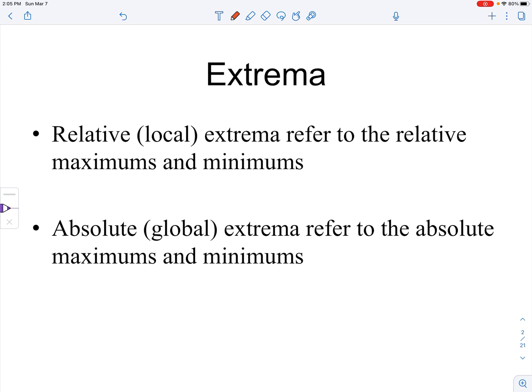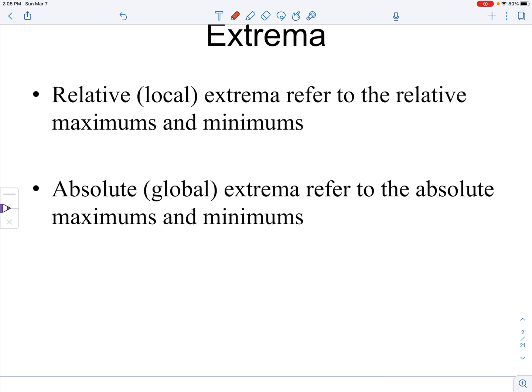Okay, so the definition of extrema: there are two different types of extrema. There's the relative, also known as local extrema, and that refers to relative maximums and minimums. So remember, wherever the graph changes from increasing to decreasing is considered to be a local or relative maximum value. And wherever the graph changes from decreasing to increasing is referred to as a relative minimum.